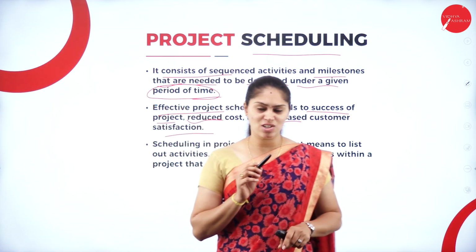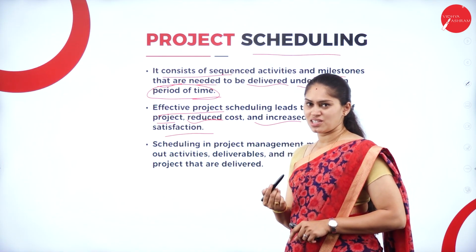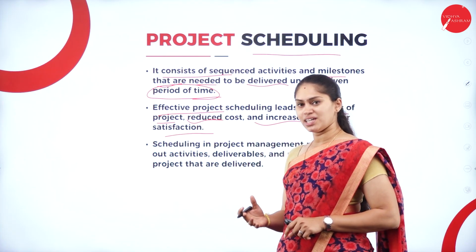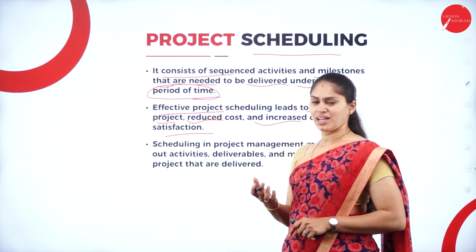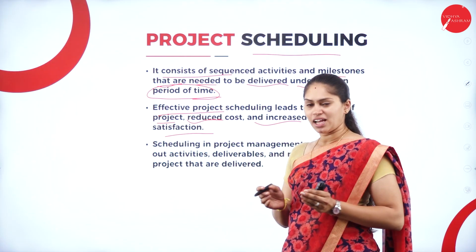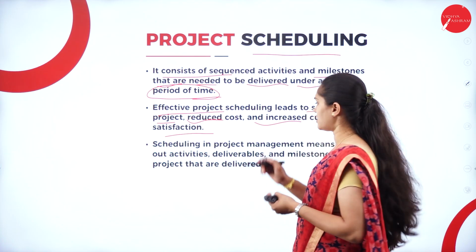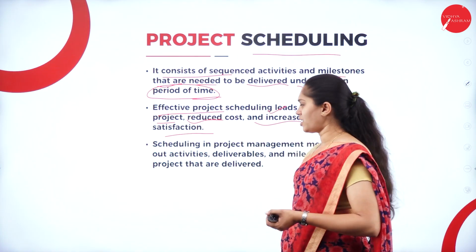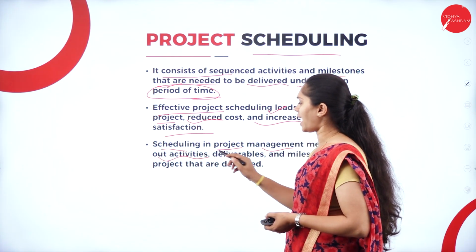What is the main usage of project scheduling? This is going to improve the efficiency of a project and also reduce the cost. If it is taking 2 years to develop a particular application, then the cost is also going to be high. So if you are planning within a given certain time, then it may reduce the cost and also increase the customer satisfaction. So here scheduling in project management means to list out the activities.